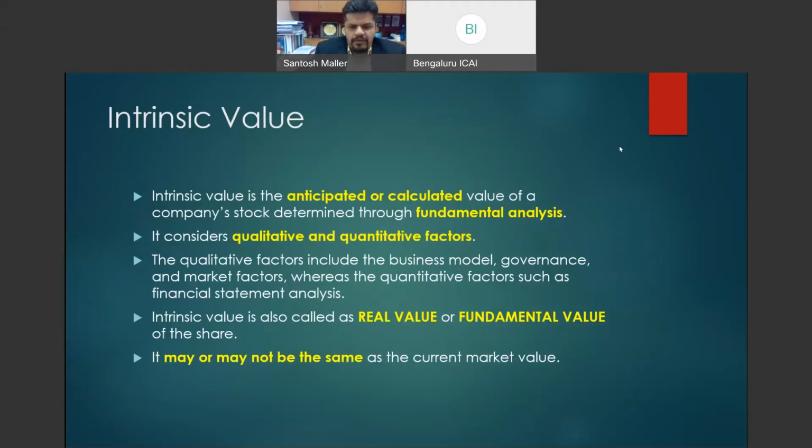But the point here is that the intrinsic value has got nothing to do with the face value of the shares, and it can be lower than the face value. It can be much higher also as compared to the face value. It may or may not be the same as current market value. Now, it's very important to understand that intrinsic value is not the same as current market value, right?